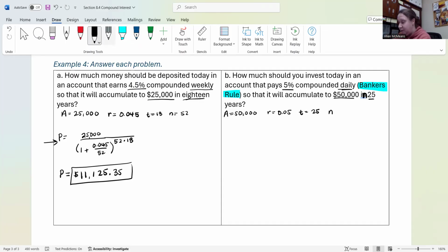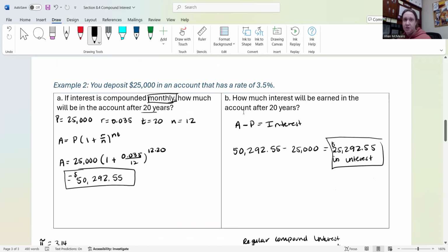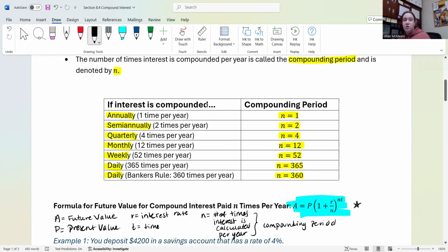But what is N? Well, I told you at the beginning of this section, when you're talking about the compounding period, be very careful with N because when you're talking about daily, it can be two different things. If we scroll all the way back up to the top, we were talking about the compounding period, and notice I have daily in here twice. If the directions say that interest is compounded daily, just plain old daily, N is going to be 365. However, if interest is compounded daily with the banker's rule, this is only 360 times per year. So N is going to be 360.